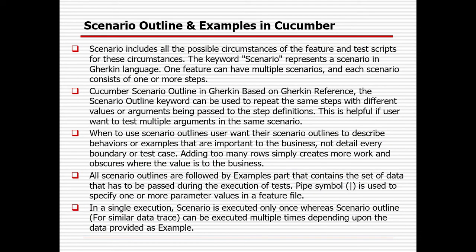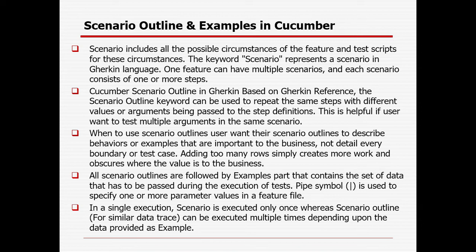So, Cucumber Scenario Outline. Based on the Gherkin reference, the Scenario Outline keyword can be used to repeat the same step with different values or arguments being passed to the step definition. This is helpful if the user wants to test multiple arguments in the same scenario. When the user uses the Scenario Outline, the user wants their Scenario Outline to describe behavior or examples that are important to the business, not detail every boundary or test case. Adding too many rows simply creates more work and obscures where the value is to the business.